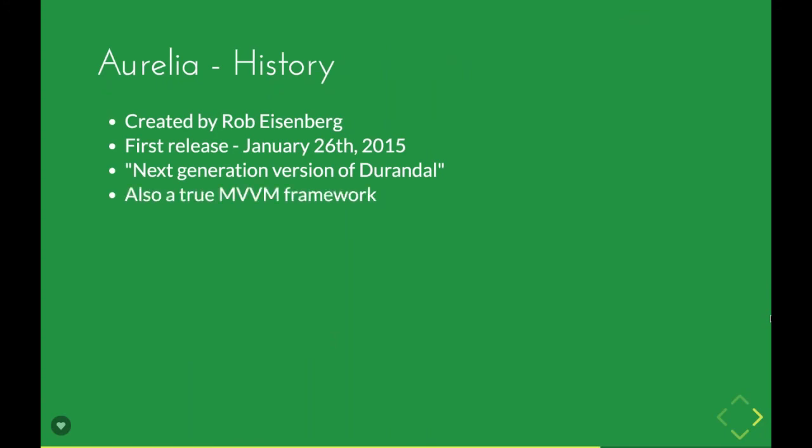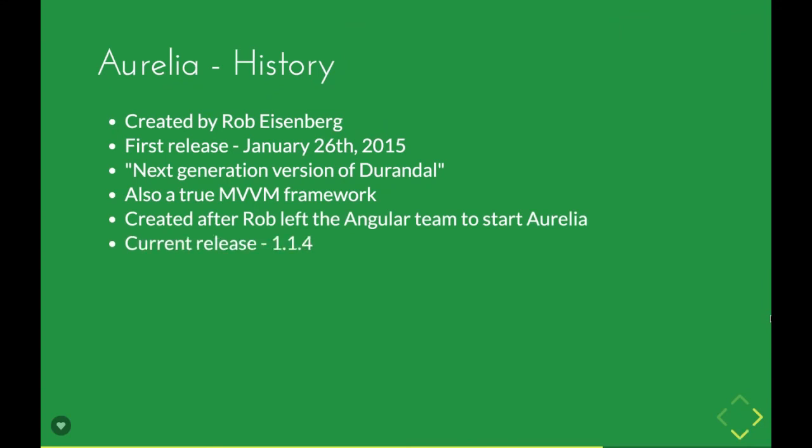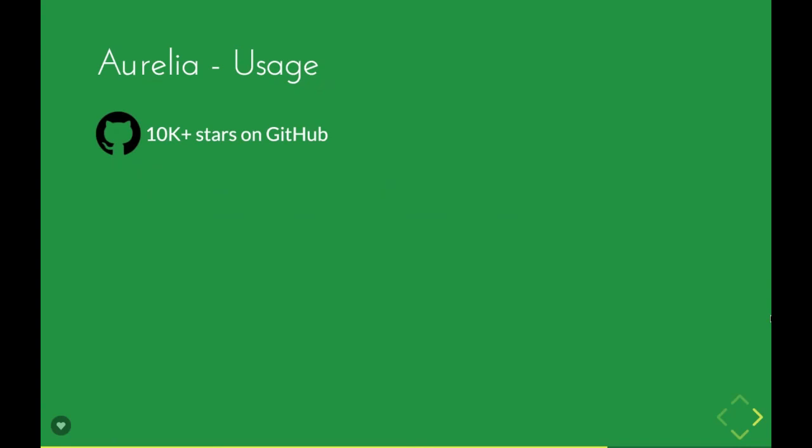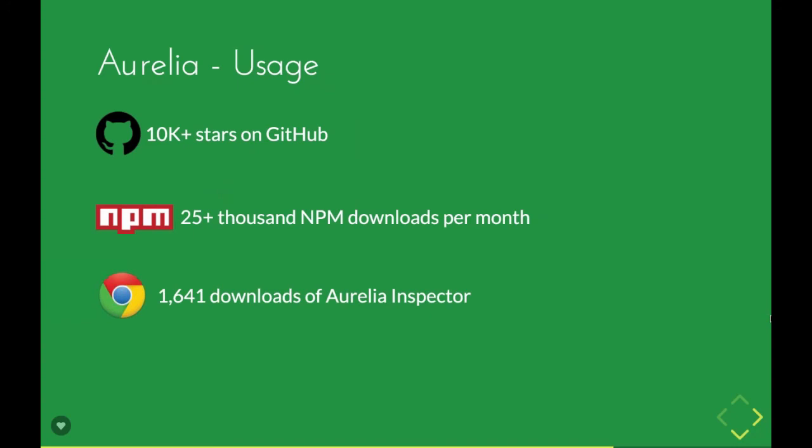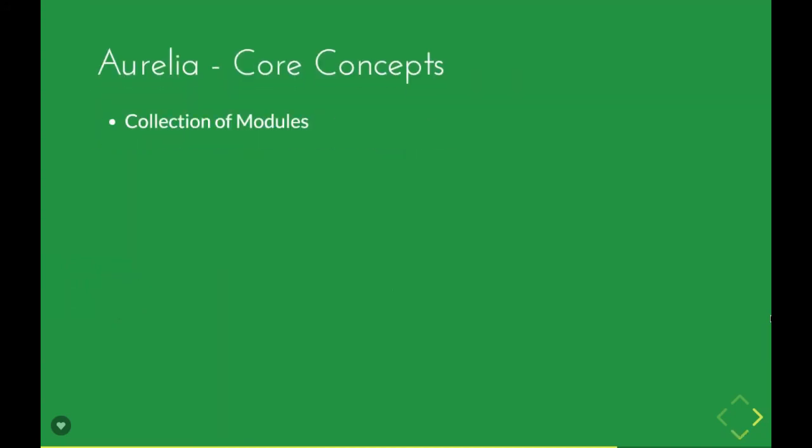This is also a true MVVM framework, and this was created after Rob left the Angular team specifically, to start Aurelia, and the current release is 1.1.4. Now, some overall usage stats: there's over 10,000 stars on GitHub, 25,000 NPM downloads per month, and about 2,000 or so downloads of the Aurelia Inspector. There's a couple of other developer tools, but this is one of the main ones for Aurelia.